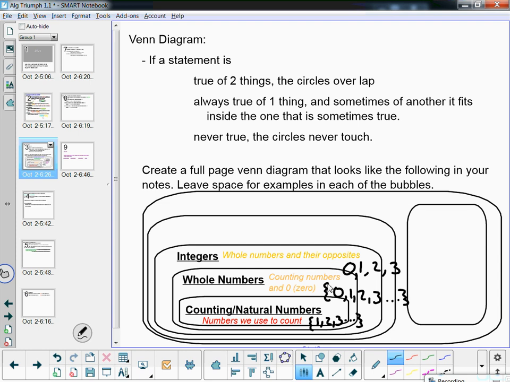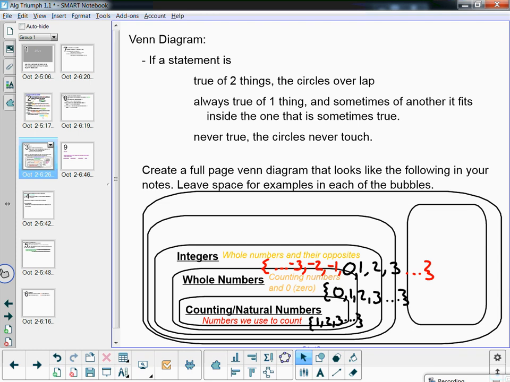Now I need to add the opposites. The opposite of 1 is -1. The opposite of 2 is -2. The opposite of 3 is -3. If I kept going on and on forever in both directions, I would have the integers. Pretty cool, huh? Notice whole numbers fit in integers.